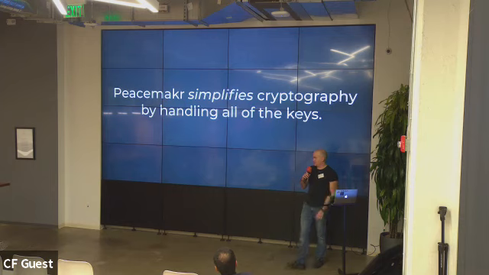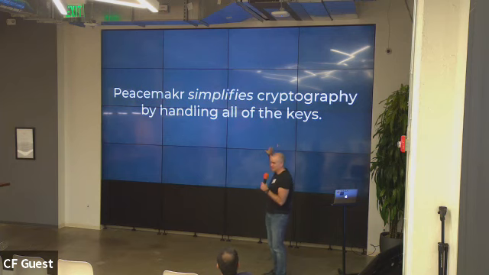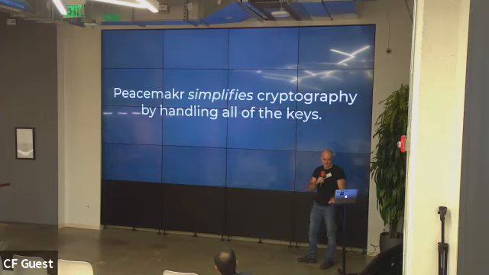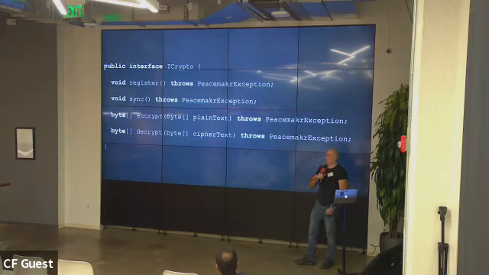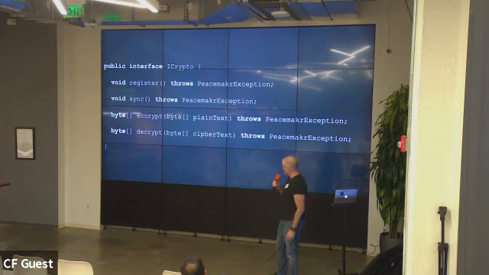And so this is where we get to Peacemakr. Peacemakr simplifies cryptography in the application layer for data privacy purposes by handling all of that dirty business underneath the hood of managing those keys: the key distribution, the key rotation. And by hiding the keys, or handling the keys, what do I actually mean by that? Here's a quick example of the interface. It's ridiculously simple and dumbed down.